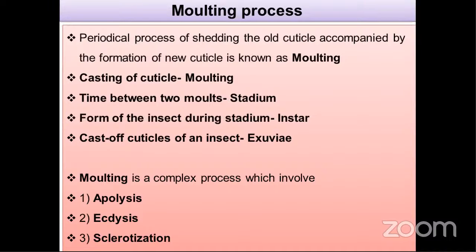And the cast of cuticle of an insect we call exuvium, like excreta. Exuvium means cast of cuticles. After molting it releases some cuticles, and that is called exuvia. This molting process consists of 3 steps: apolysis, ecdysis, and sclerotization. The name itself indicates the answer.